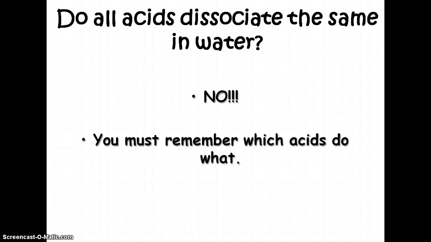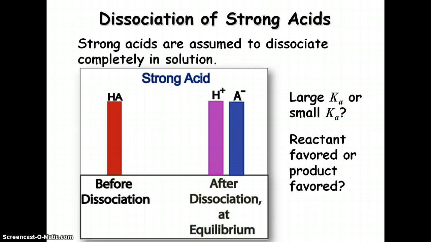Do all acids dissociate the same in water? Well, no, absolutely not. So you're going to have to remember which acids do what. Strong acids dissociate completely in water, okay, 100% dissociation. So here you see before it is added to water, throw it in water, and you see, bam, you have 100% H plus and 100% of the conjugate base. Now do you think this has a large K or a small k? Well, it definitely is product favored, so it has a very large K.